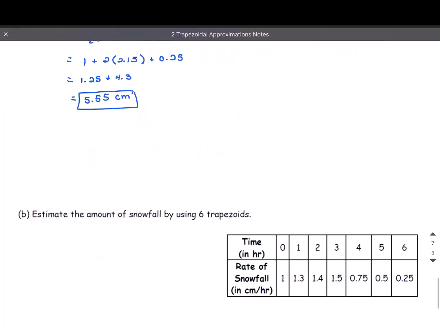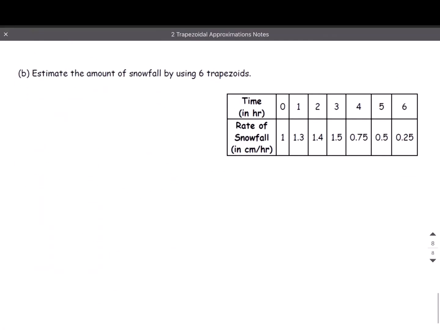Yay! Same problem, only this time we want 6 trapezoids. So our height this time, we're going to do these 6 minus 0. We're going to divide by 6. Now our height is 1. Okay, so this time when we do a trap sub 6, we have our height is 1. So 1/2 times 1. Now, we're going every subinterval now. We're going to use all those t-values. But the 6 and the 0, we're only going to use once.